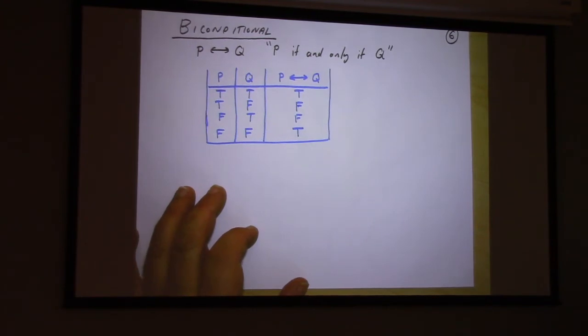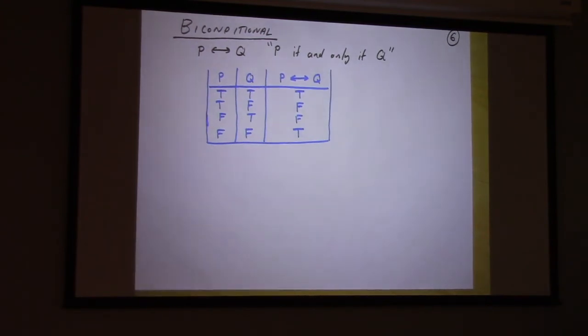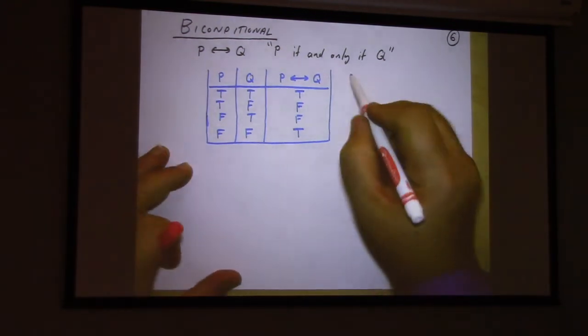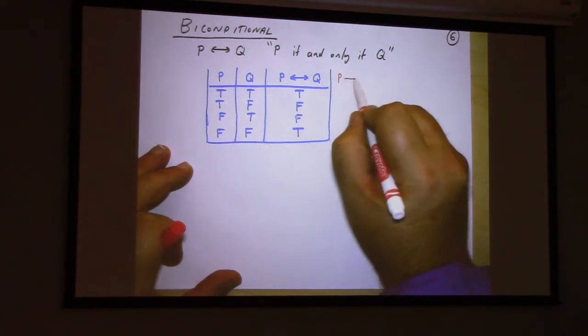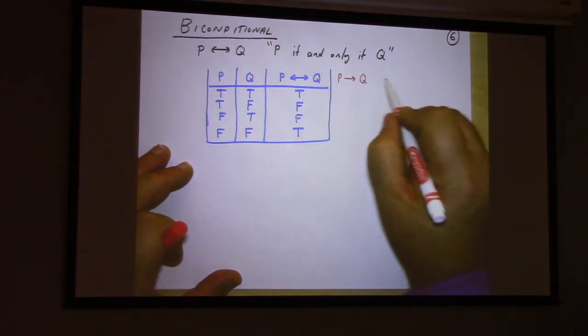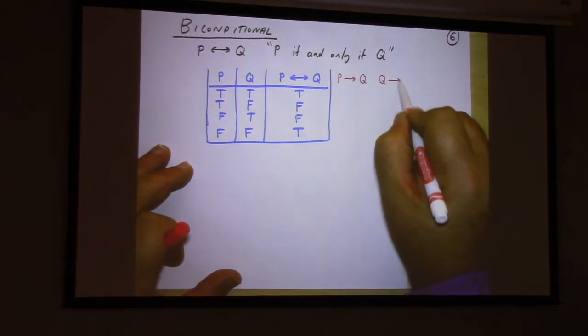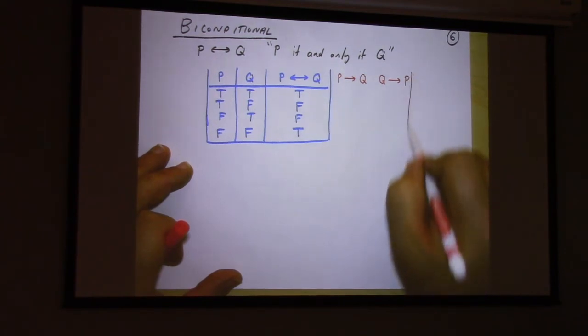So this is the biconditional truth table. Now this is equivalent to something. Let's see what it's equivalent to. So let me put down 2 more columns here. If we do P implies Q, right? And if we do Q implies P, what do we get?